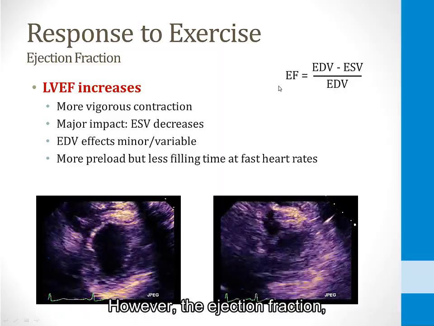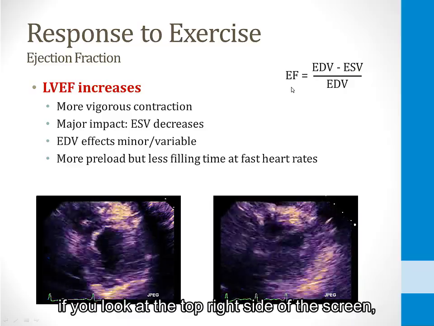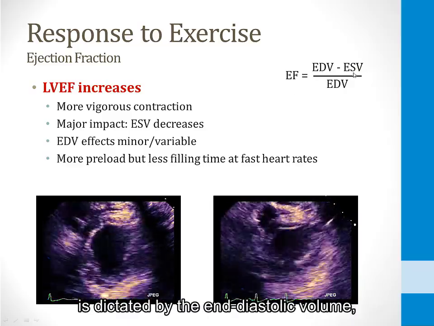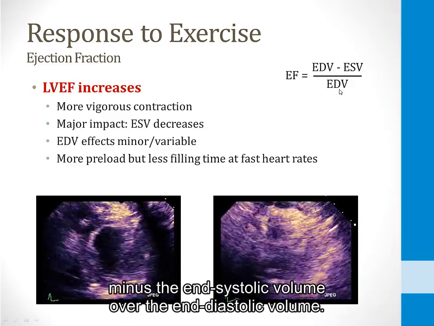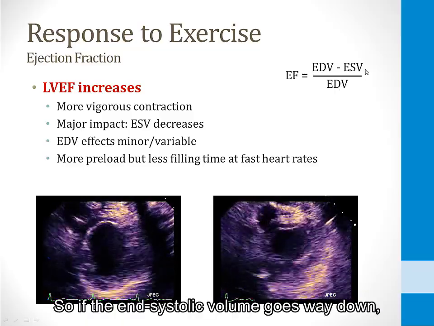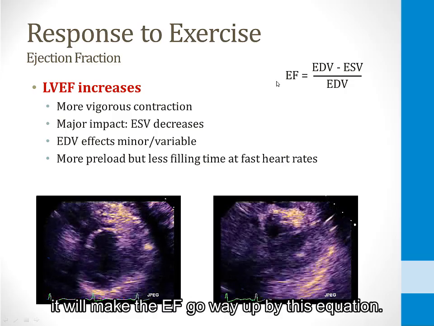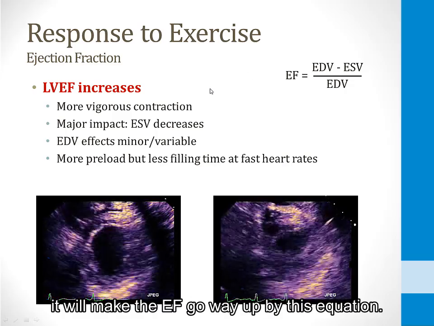However, the ejection fraction, if you look at the top right side of the screen, is dictated by the end diastolic volume minus the end systolic volume over the end diastolic volume. So if the end systolic volume goes way down, it will make the EF go way up by this equation.